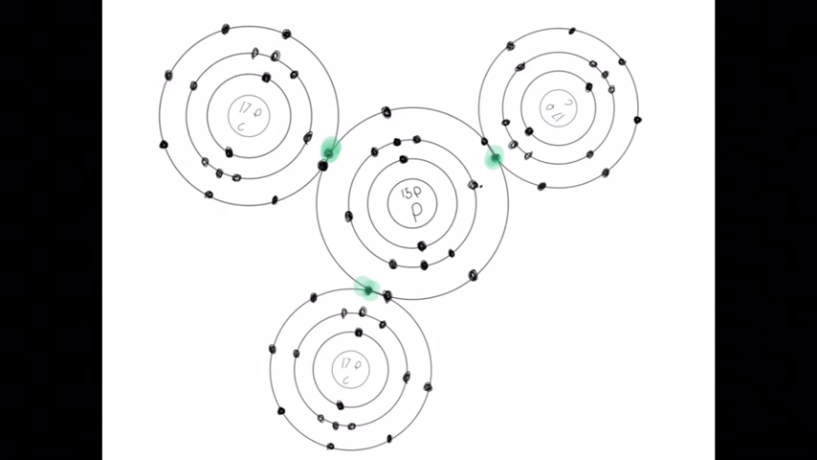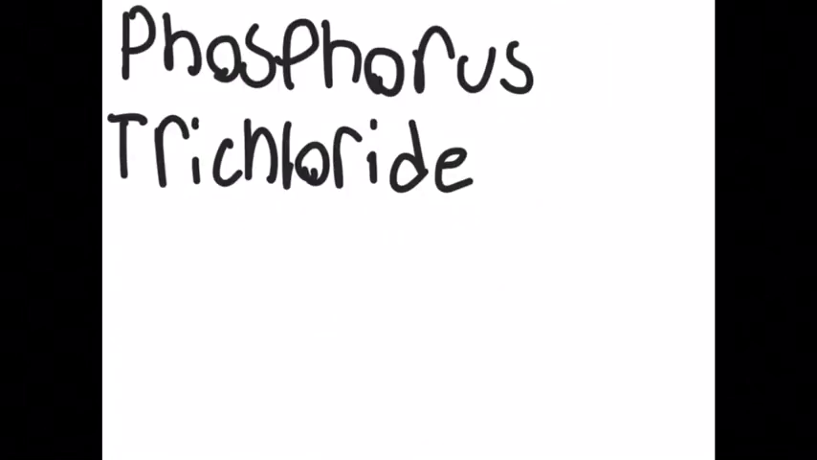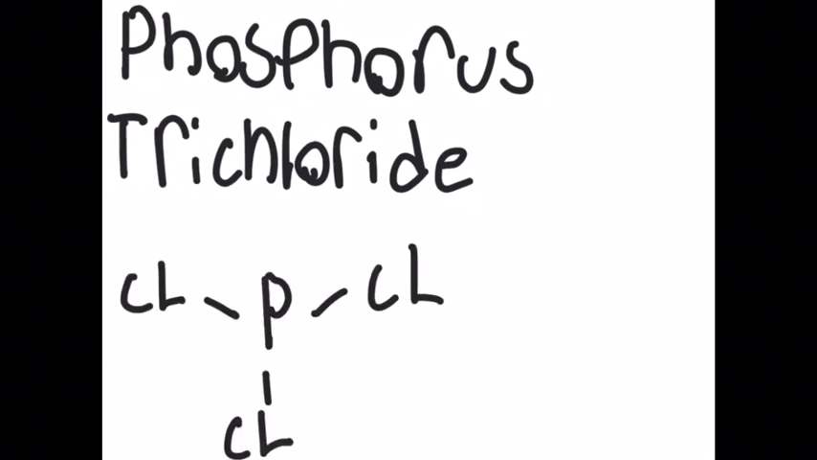Now that I've explained ionic bonding, I'm going to talk about covalent bonding. In order to do that, I will use phosphorus trichloride as an example. Phosphorus trichloride is made up of two things, phosphorus and chlorine, more specifically 1 phosphorus, 3 chlorine.